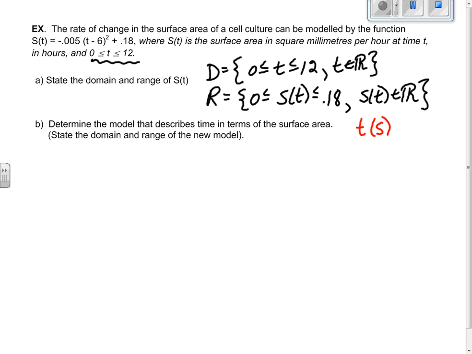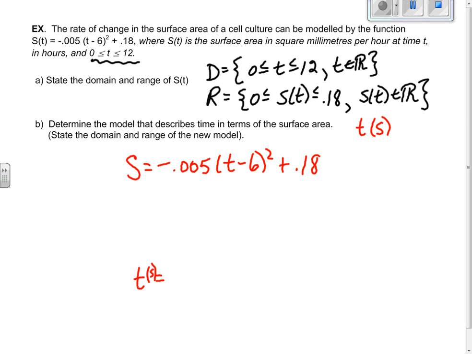The original function is s of t equals, I'm just going to write s equals -0.005 (t minus 6) squared plus 0.18. If I want the inverse function, I'm going to solve now for t so that I can write t equals, and it will be t in terms of s. So I am just going to rearrange this equation the way it is to isolate for t.